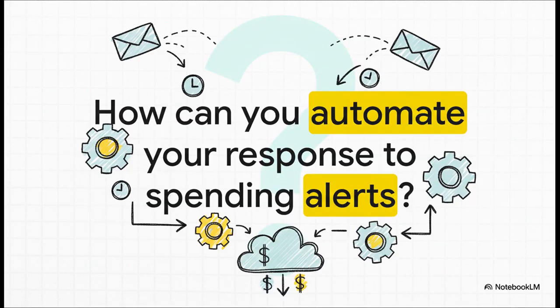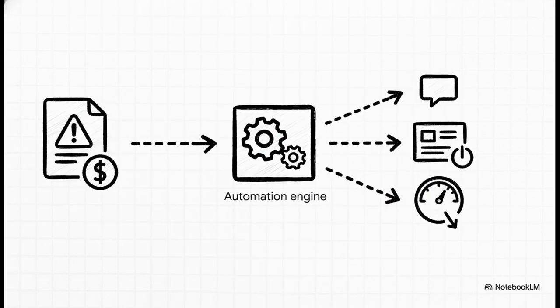So, you've got alerts set up, which is great. You get an email when you're about to overspend. But what if you could do more than just get an email? What if you could make your systems react all by themselves? This is where programmatic notifications come in. And trust me, this is where things get really cool.